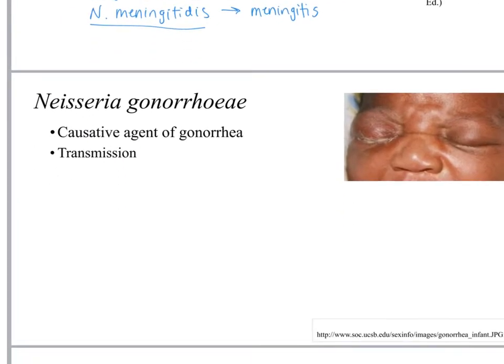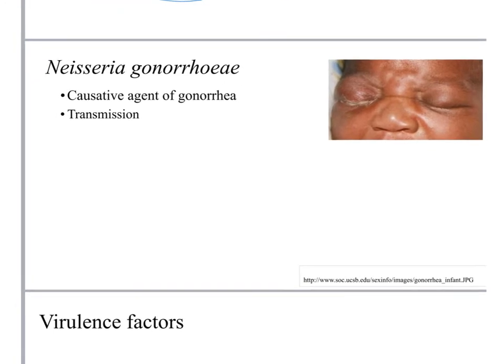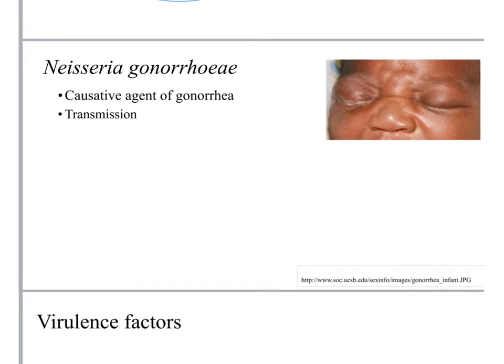Right, so this video we're going to focus on Neisseria gonorrhoeae. It's a causative agent of gonorrhea, like I mentioned before, and this is a true pathogen. So it has a very low infectious dose. Anyone can get it. Doesn't matter how healthy you are, anybody can get it.